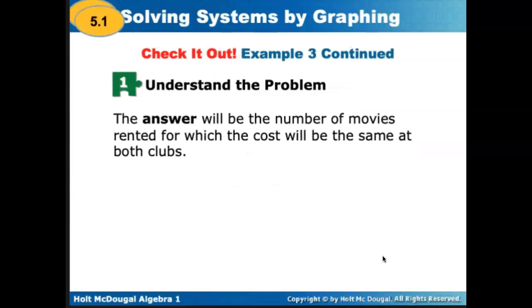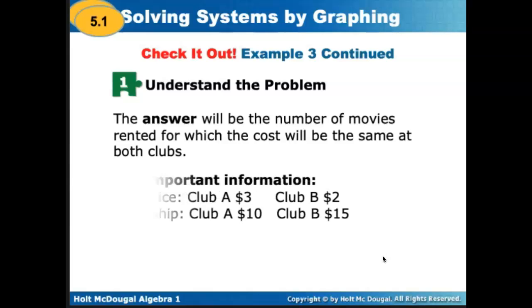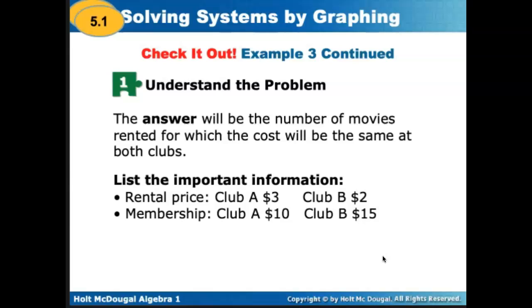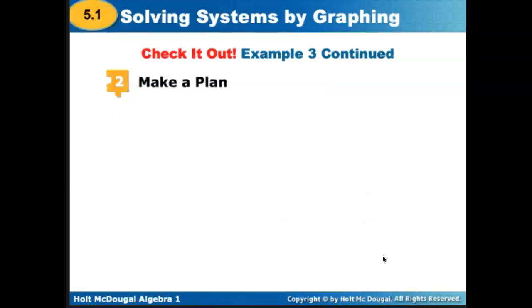So you needed to understand the problem. The answer will be the number of movies rented for which the cost will be the same at both clubs. So the important information is Club A, $3 for the rental price. Club B is $2 for the rental price. Membership is $10 at Club A and $15 at Club B.